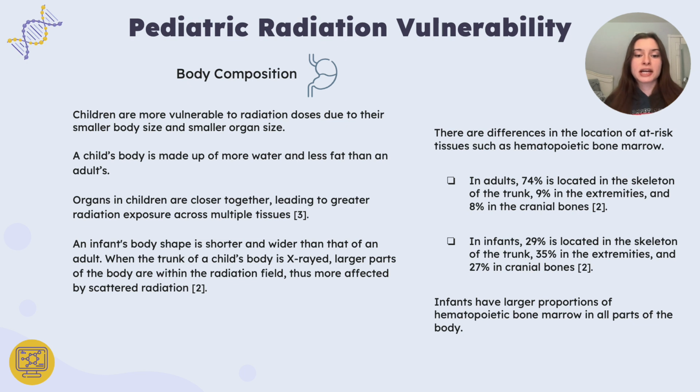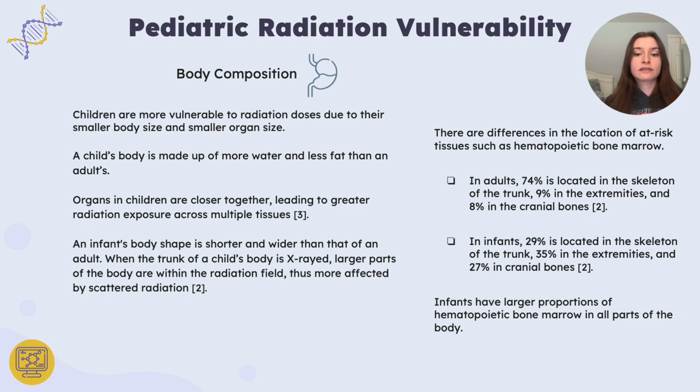And then an infant's body shape is shorter and wider than that of an adult, so when the trunk of a child's body is x-rayed, a larger part of their body is within the radiation field, which is then more affected by scattered radiation. And then I found that there are differences in the location of at-risk tissues such as hematopoietic bone marrow between adults and children.